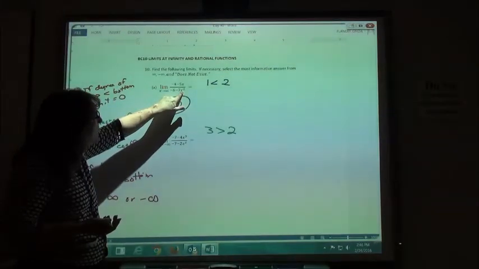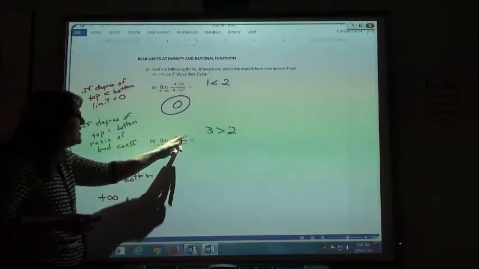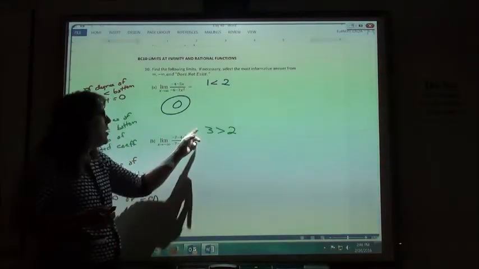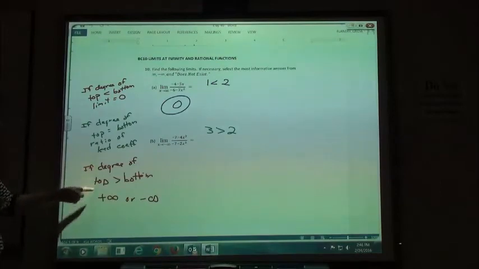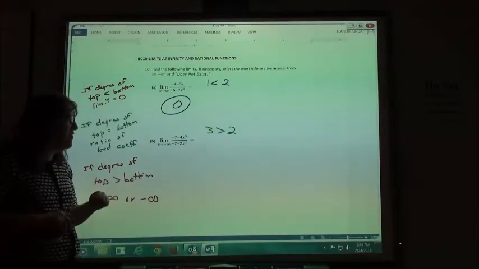Here my highest exponent is a 2. So it has a degree of 2. So here my highest exponent is 3. Here it's a 2. 3 is greater than 2. So it tells me the degree of the top is greater than the degree of the bottom. So I know my answer is either going to be positive infinity or negative infinity.